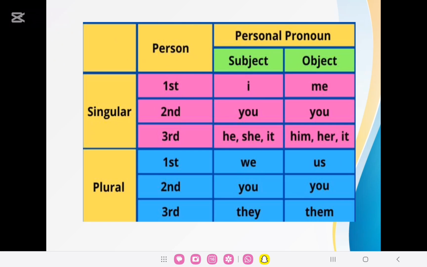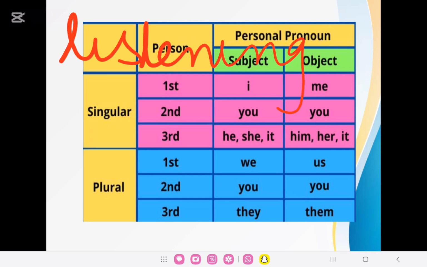Then second person. Second person means the person who is listening. Second person singular is you, and object also you. Second person plural is you, and object also you. You has the same form for all of them.